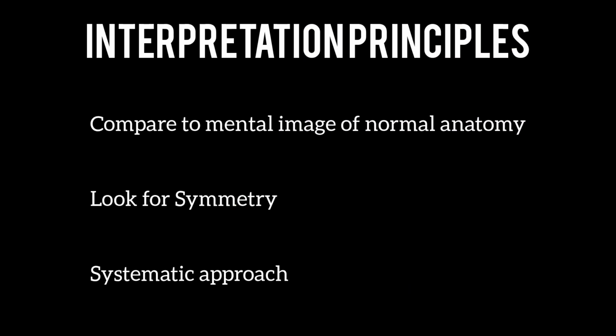So in this video we are talking about the interpretation principles. Number 1, we're going to talk about comparing what we see in a scan to a mental image of normal anatomy. Number 2 is to look for the symmetry in our scans. And number 3 is we're going to use a systematic approach to check out the combination view scan.